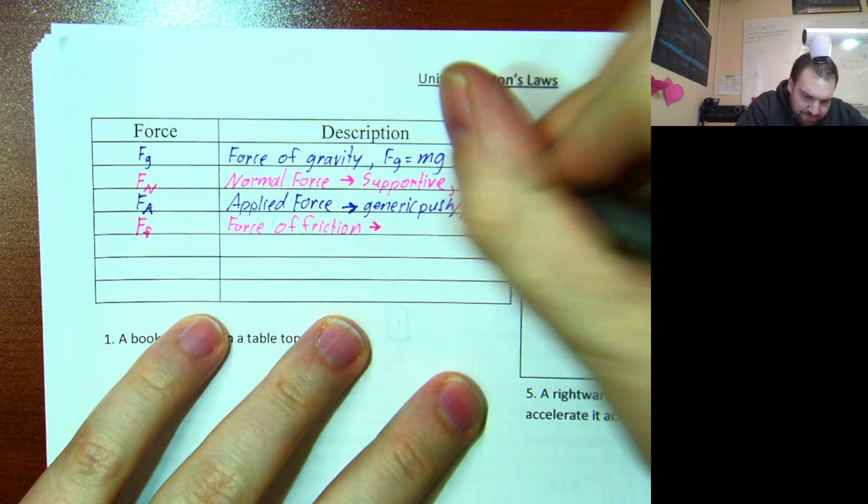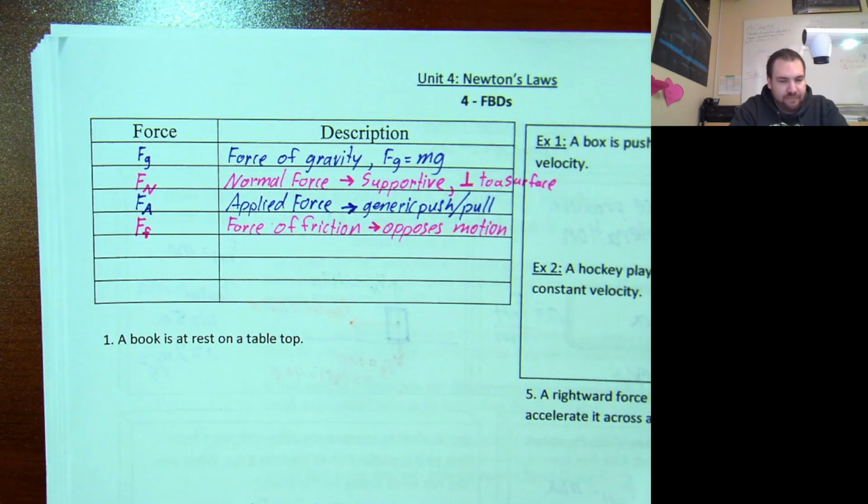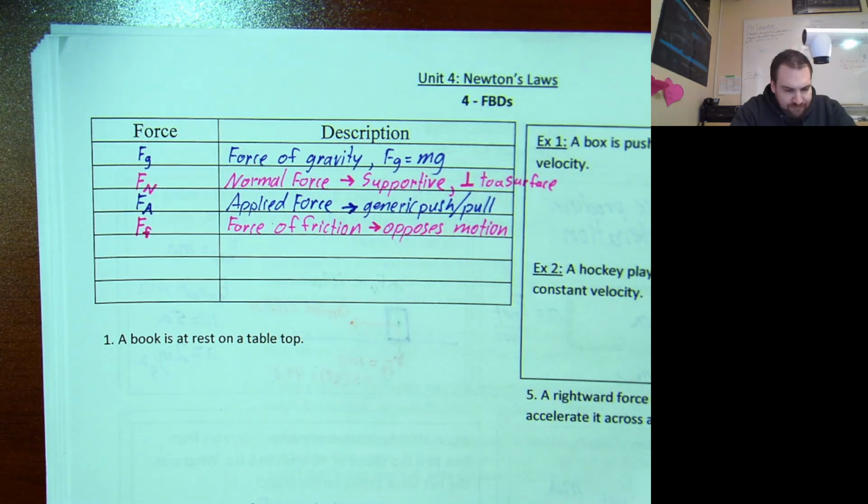And the force of friction opposes motion, generally. For a sliding object, it opposes motion. For a rolling object, a particular kind of friction is actually responsible for propelling you forward.